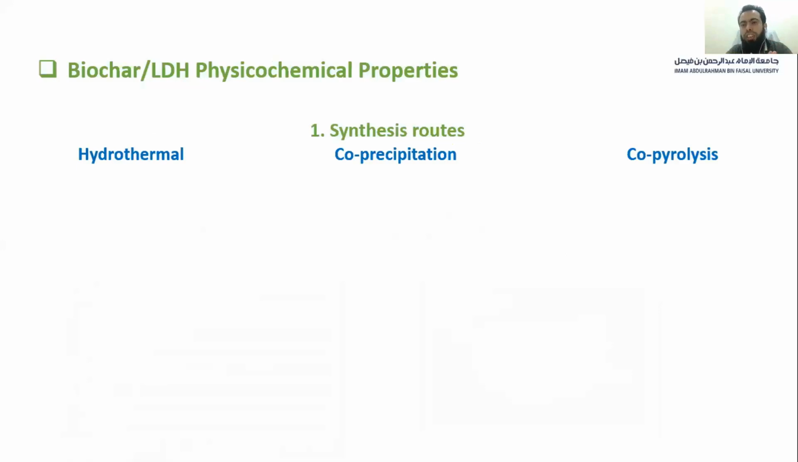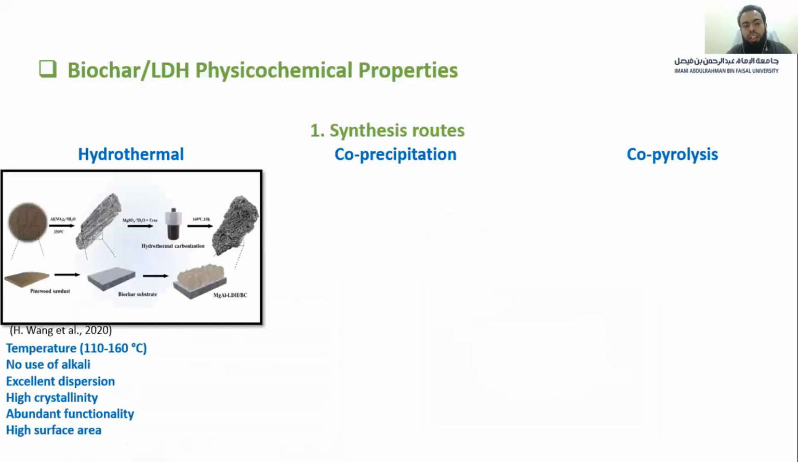In previous studies, generally three synthesis methods have been used: hydrothermal technique, co-precipitation technique, and co-pyrolysis technique. In the hydrothermal technique, if you can see it here, the biochar is mixed with the LDH metal salts. Then it is put into a hydrothermal reactor and heated to about 110 to 160 degrees. It results in a biochar composite with good dispersion of layered nanoflakes on the surface of the biochar. The crystallinity is very good, and the surface area is comparatively good.